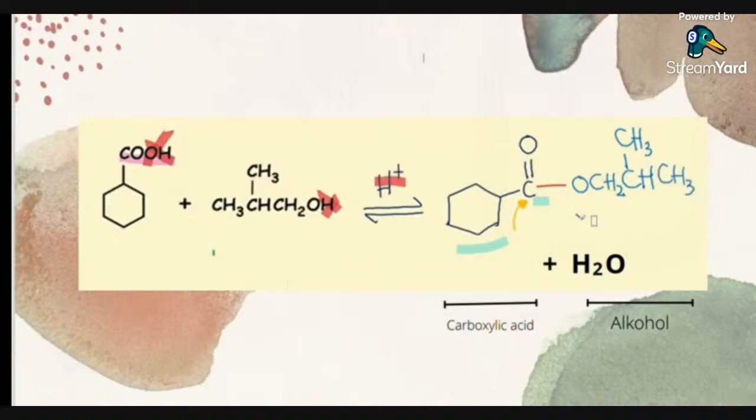Next kita just copy the whole thing. So this is from the alcohol and this part from your carboxylic acid. So don't forget the product is H2O yang kita buang daripada carboxylic acid and alcohol tadi, alright? This is the formation of ester.